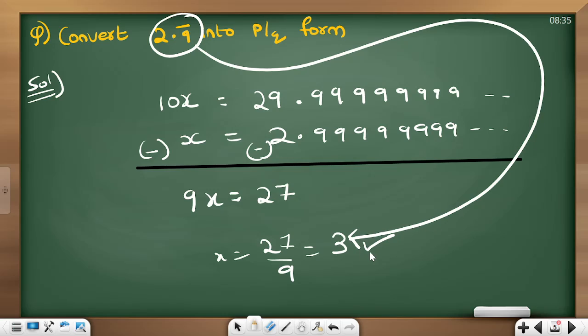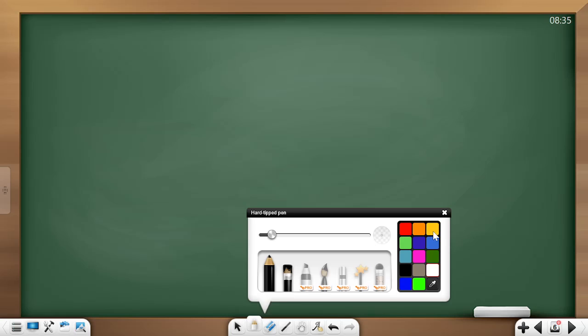Yes, 2.9 bar, 2.9999 going till infinity, is nothing but the number 3, sir. So that's something amazing. 2.9999999 is nothing but 3. Okay, I think that's clear for you. I am going for the next question.